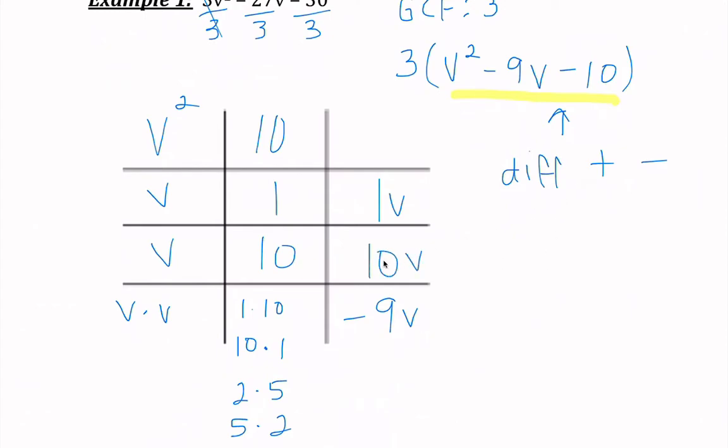Remember, my signs must be different. One has to be positive and one negative, and together it has to give me a negative 9. I know a negative 10 and a positive 1 combine to give me a negative 9, so we found the one. That's it. So I'm going to slide my signs over. My plus goes on top, my minus slides over on bottom, and then we crisscross.